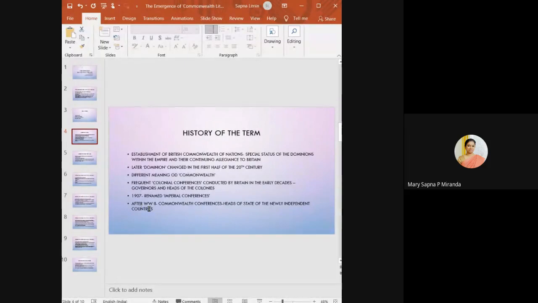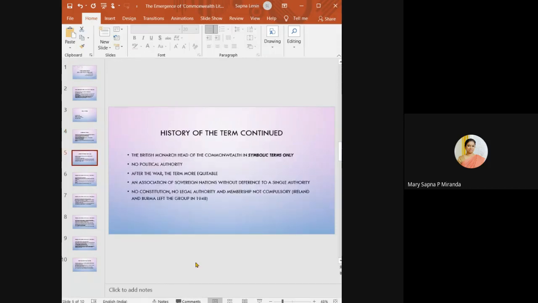And especially after the Second World War, we know the British Empire more or less came to an end. So this group consisted of heads of state of the newly independent countries, which were no more under Great Britain, but still they came under a common umbrella, in the belief that they all had something in common with each other.